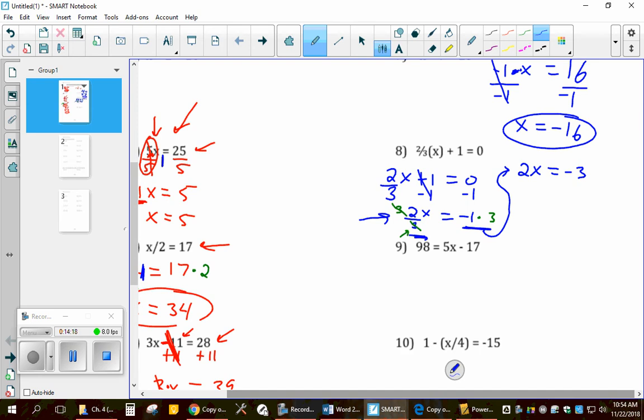How do I get rid of this 2 that I'm multiplying? I'm going to divide both sides by 2. So divide by 2, divide by 2. And in the end, x is equal to negative 3 over 2.